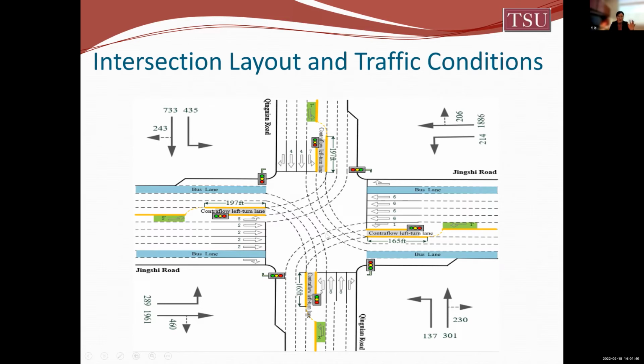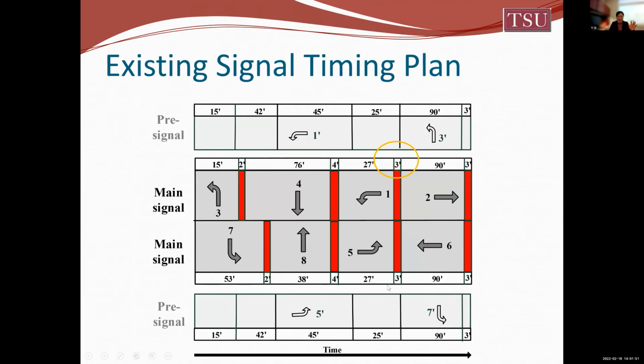So we went to this intersection and collected all the data. And this is the existing signal timing. You can see they use lead-left and 4 phases for the intersection.